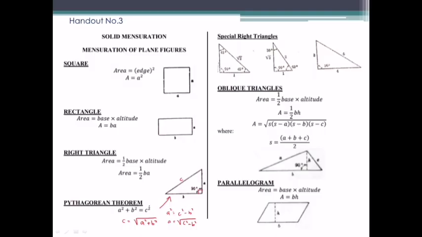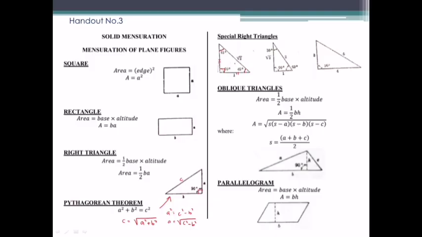We have other triangles also, special right triangles. As you can see, the first figure is an isosceles right triangle. Isosceles meaning the legs are congruent and it has a 90-degree angle here. When the legs are congruent, it means that these angles are also equal. So that is the first one.